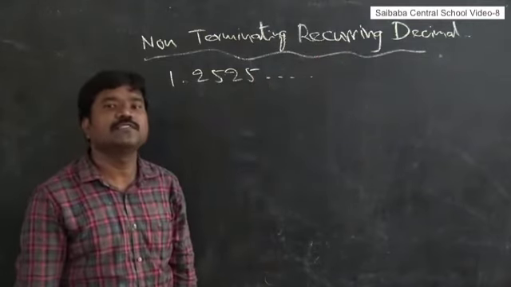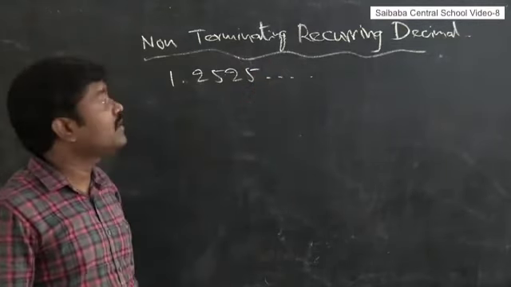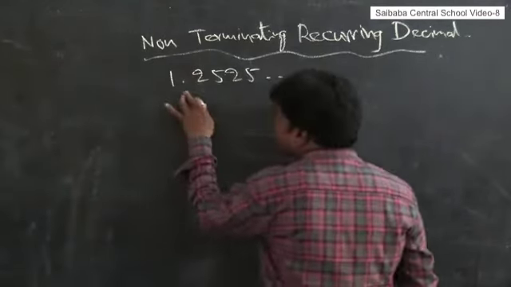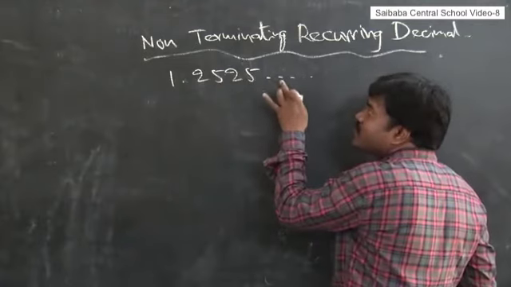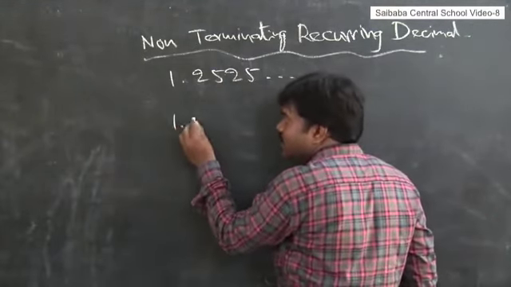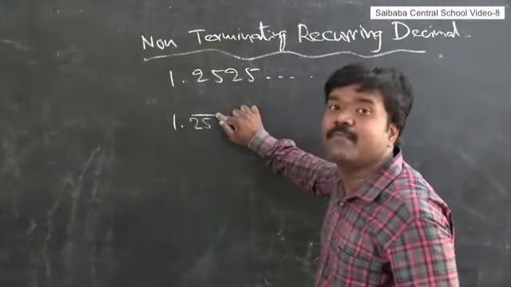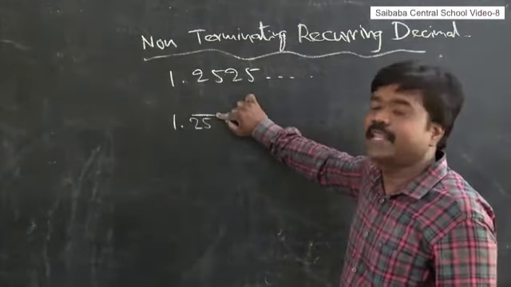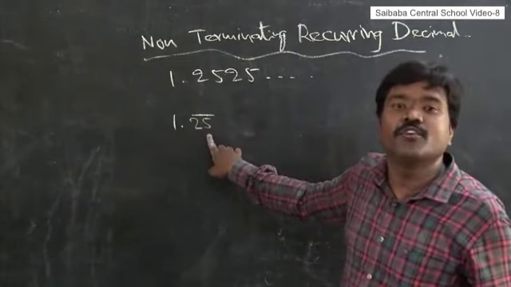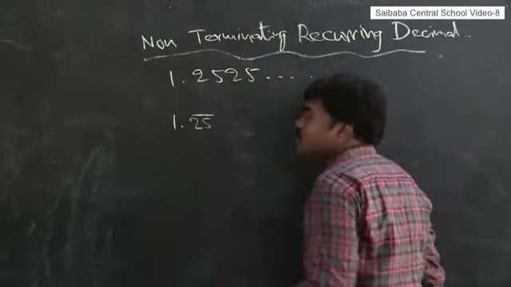For non-terminating recurring decimals, for the repeated part we use a bar. We can write 1.25252525 as 1.25 with a bar. So we use the bar for the repeating part. Under the bar we write the repeating portion. 1.25 bar. Okay. Now here two more points are there.